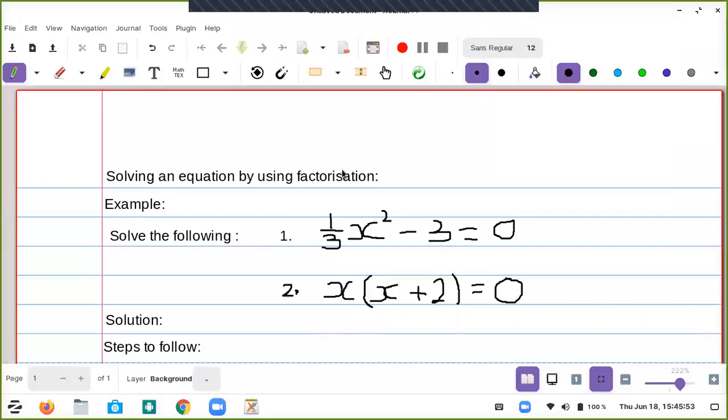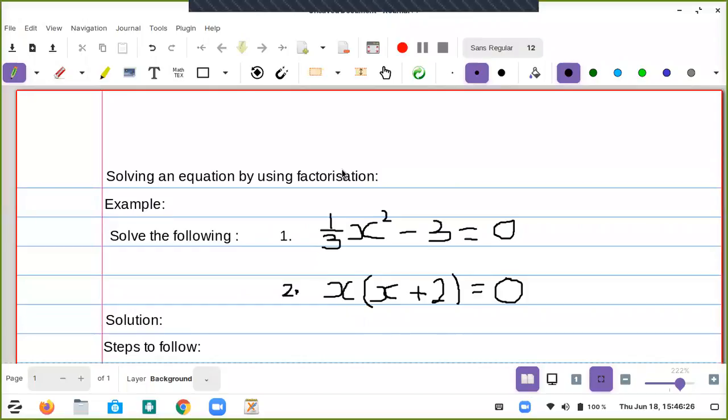Today's topic is solving an equation by using factorization. In this case, it means that we are looking at an equation, and this equation can be solved by using factorization. Right, then the example that we have here says, solve the following. 1 over 3 x squared minus 3 is equal to 0.